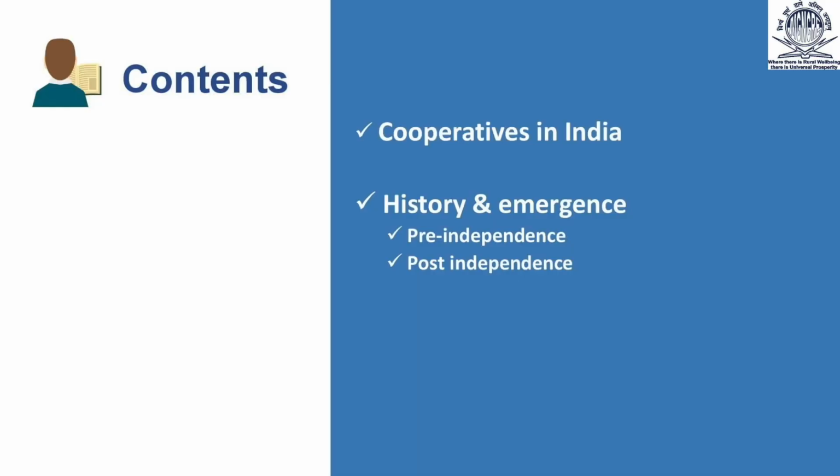And the lesson is structured in the following manner. It is actually divided into two parts. First we will get an overview of cooperatives in India, and second we will delve into the history and emergence, which is divided into two parts. We look at the pre-independence era and the post-independence period.